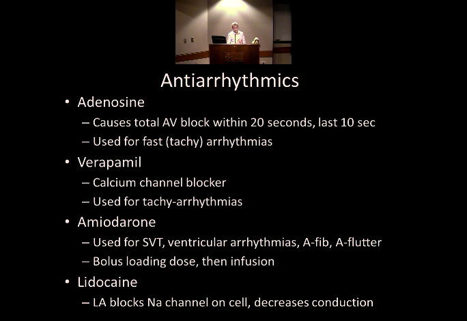So verapamil is a calcium channel blocker. It blocks that calcium from the cells. It's used for tachyarrhythmias. Amiodarone is used for lots of things. It's a good coverage. It's used for SVT, ventricular arrhythmias, which are usually bradyarrhythmias. They're usually slower. It's also used for AFib and A-flutter. Amiodarone's given with a loading dose and then an infusion, similar to milrinone. You want to get in that therapeutic range and keep it there.